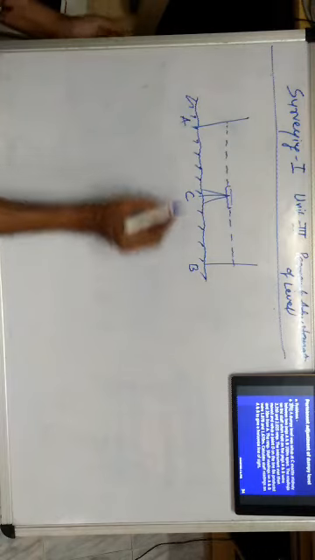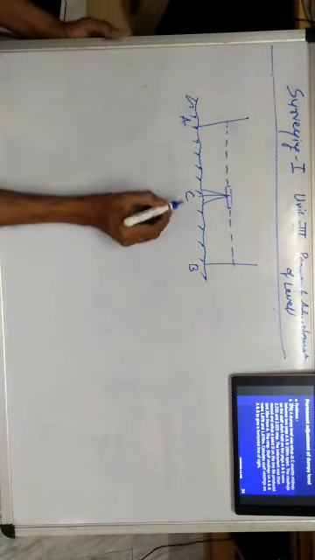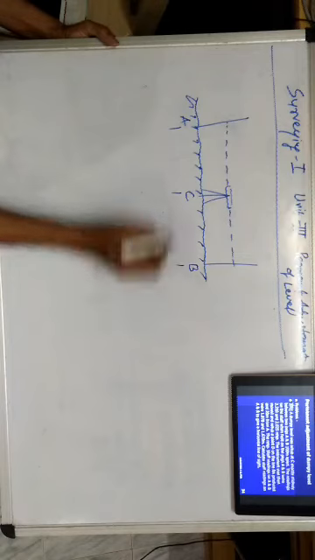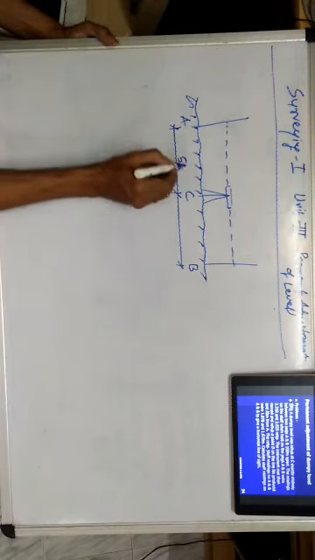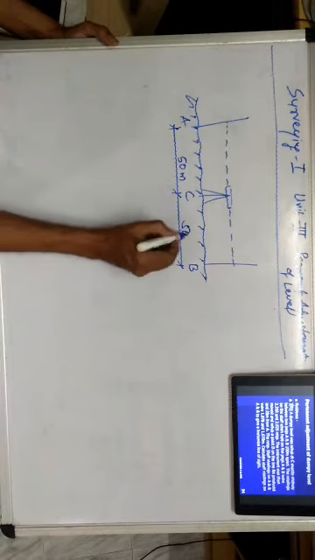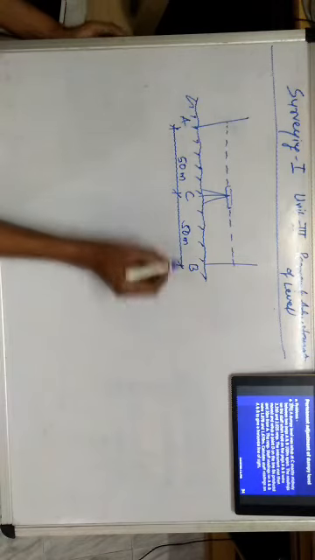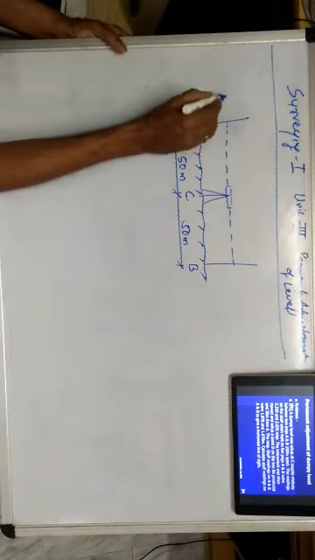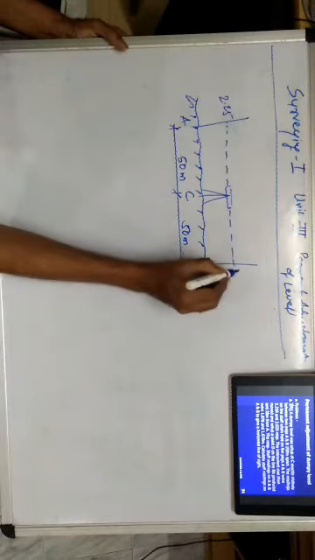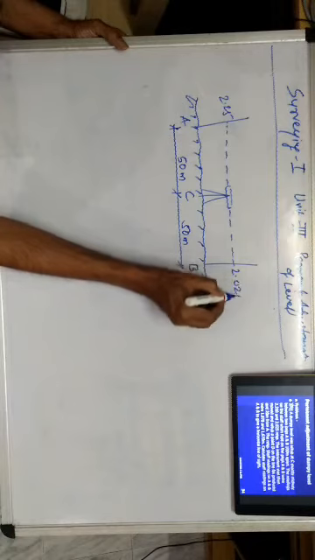So in this case the distance is already given, that is 100 meter, and the distance is the same on both sides because C is the midpoint. So this is 50 meter distance and this is 50 meter distance. Now in this case the reading at A was given as 2.25. So this reading is 2.25 and this reading is 2.025.